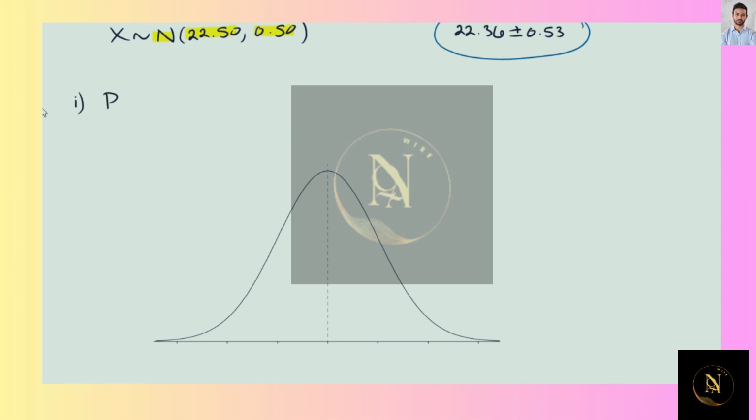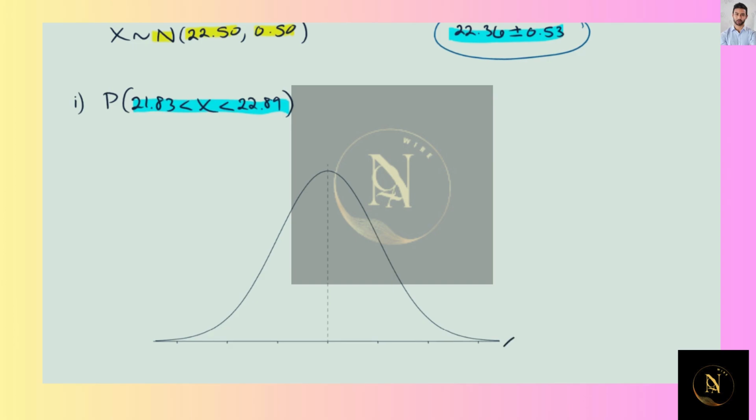So that is, we want to find the probability that x is between 21.83 and 22.89. So this range is just 22.36 plus or minus 0.53.